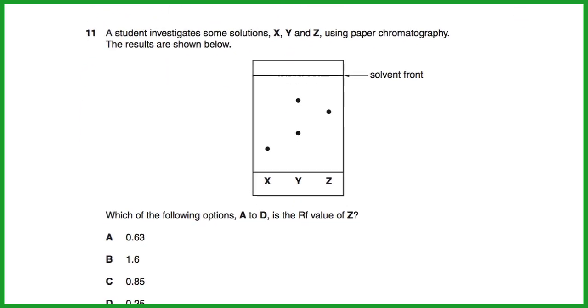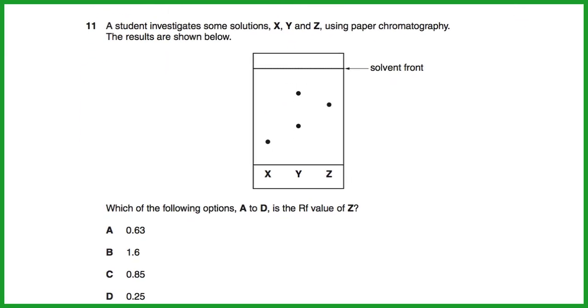Now, a student investigates some solutions X, Y and Z using paper chromatography, and the result is shown below. Now, which of the following options is the RF value of Z? So RF means relative front. So it's the distance moved by the spot relative to the distance moved by the solvent front. So you need to get out your ruler at this point and measure the distance travelled by the spot and divide by the distance travelled by the solvent front.